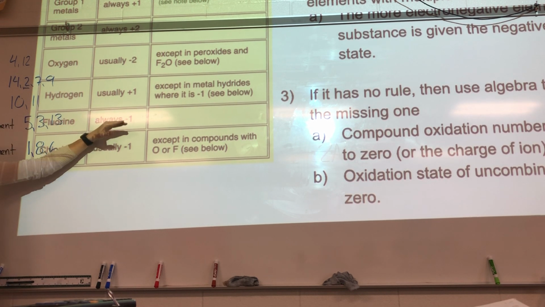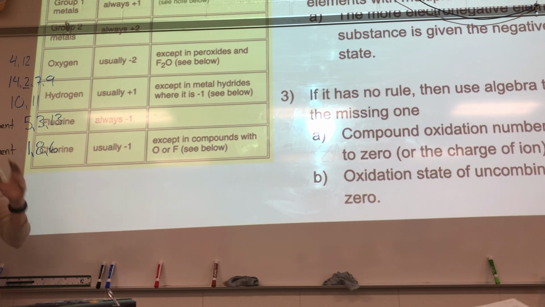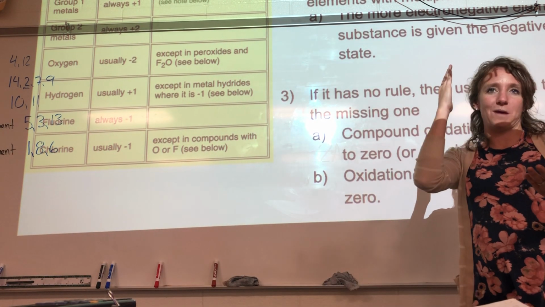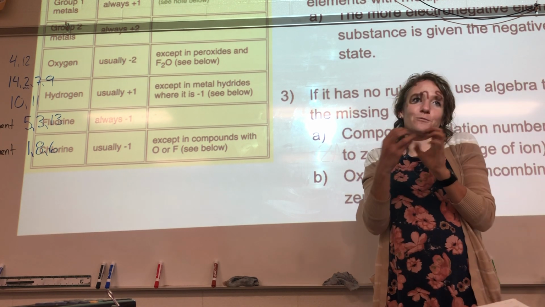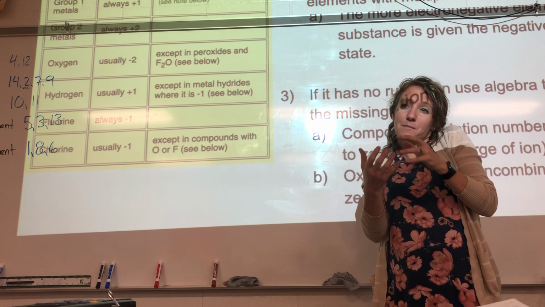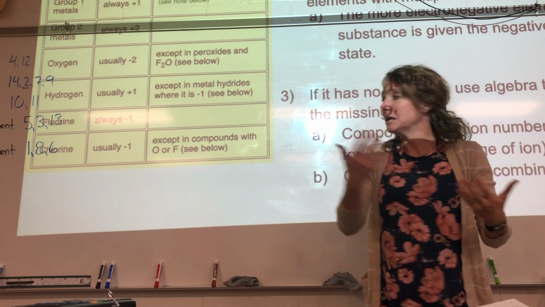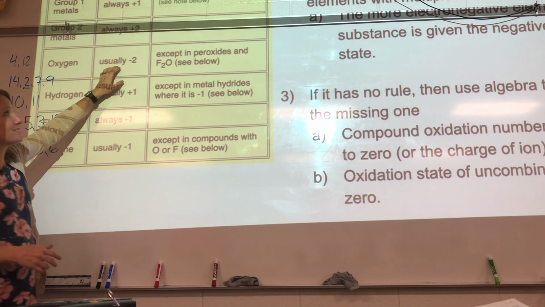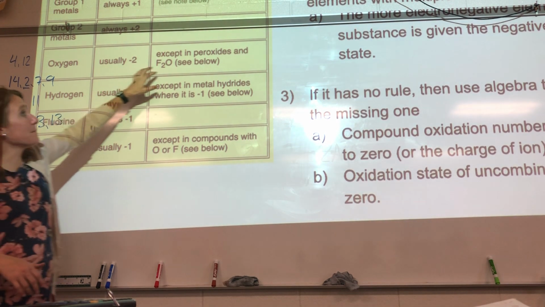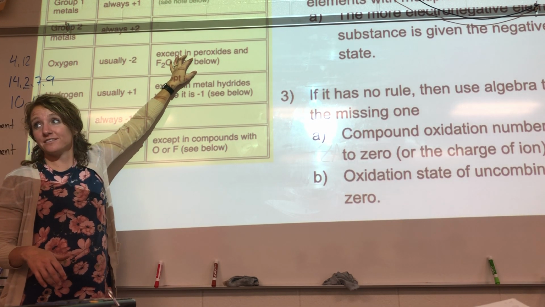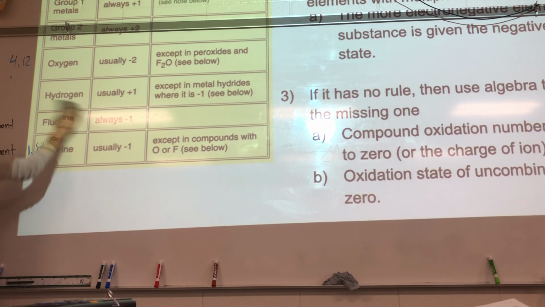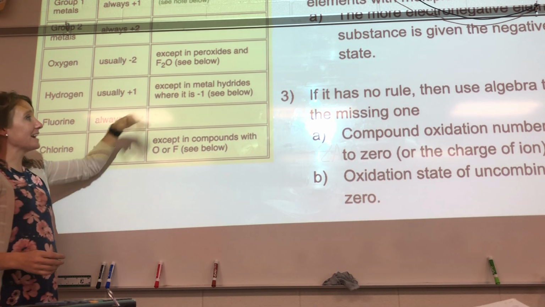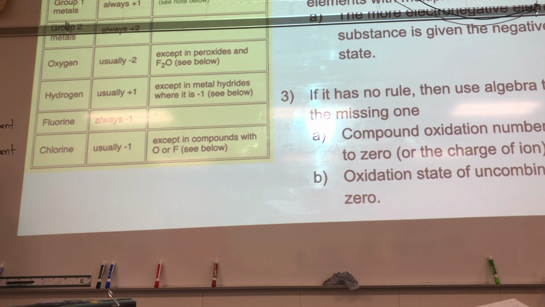Fluorine is always minus 1. So it's kind of a weird thing, but you're going to start with the rules that are always. Do those first. Then you go to the usual rules and use those next because they are mostly this way, but they can sometimes vary. Oxygen is usually minus 2, but in some cases it can be different. Other usual rules: hydrogen is usually plus 1, except in metal hydrides where it's negative 1.